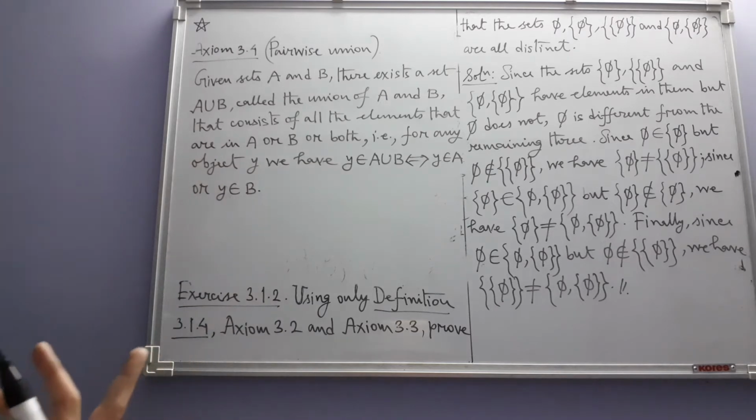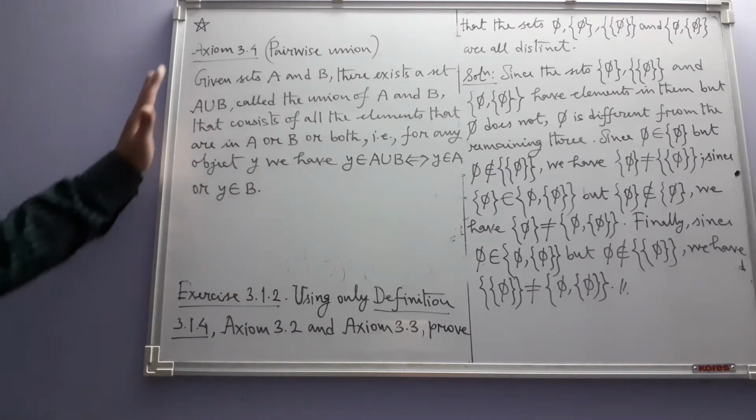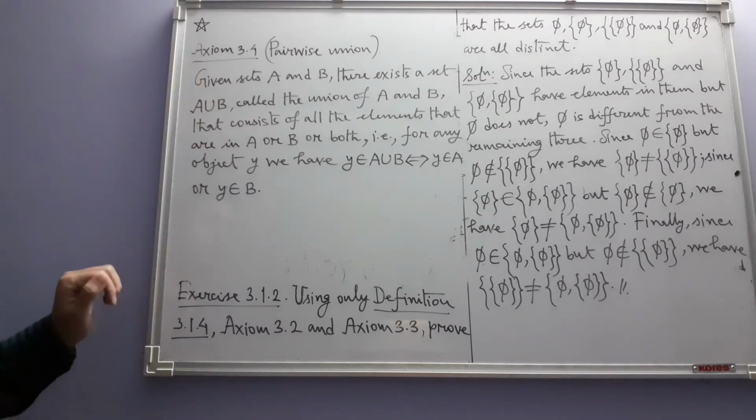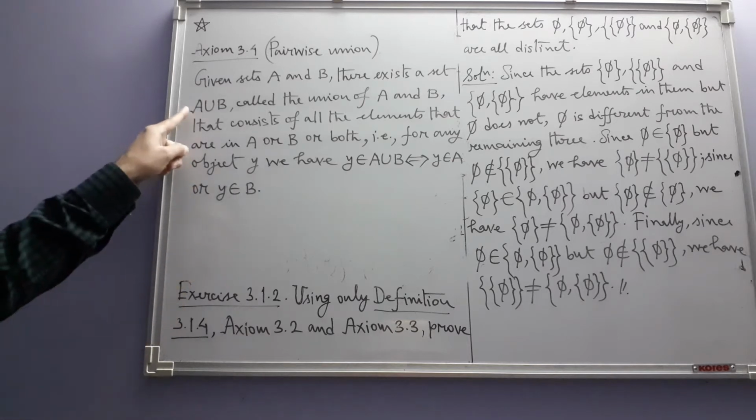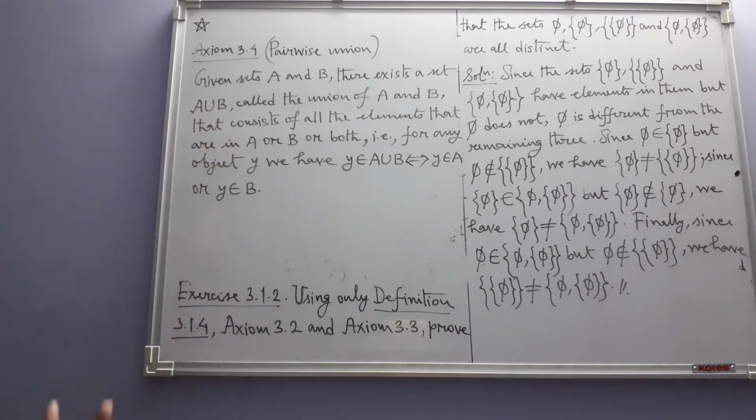This "or" is inclusive, you know this. So that's what the fourth axiom is. It postulates that for any two given sets, their union exists and is also a set. Okay, that is the important thing. It is also a set.